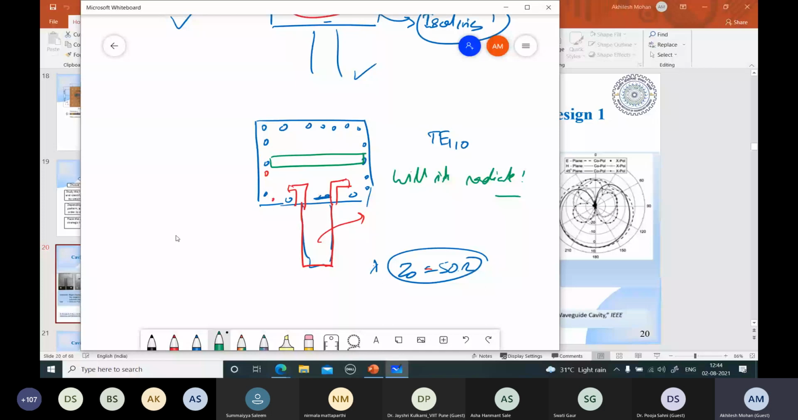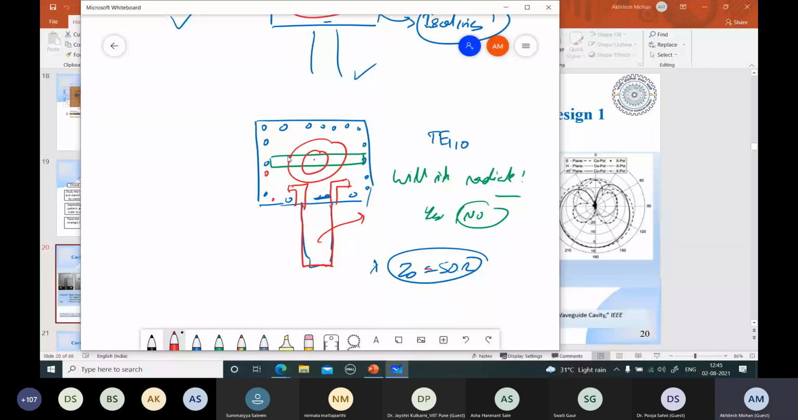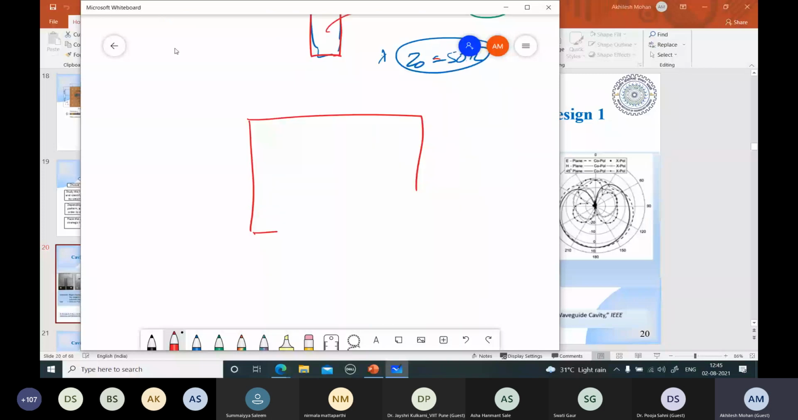Because if you see this, I will draw the equipotential line like this. So this point and this point. If the equipotential line is exactly in the middle, then it will not radiate because this will have equipotential, and to build up the electric field there must be some potential difference. So if I etch a slot on the top of the cavity at this location, this will radiate.